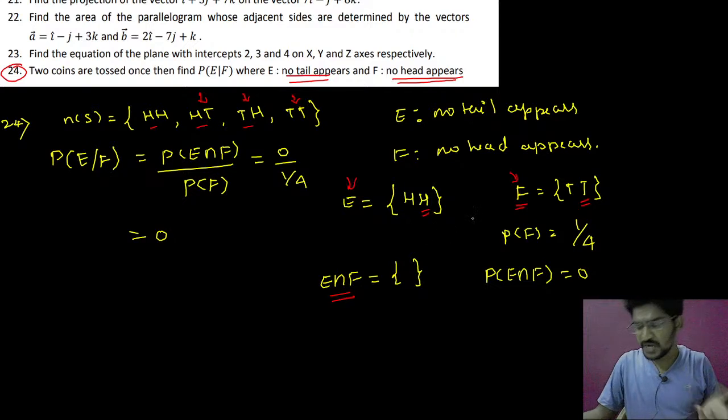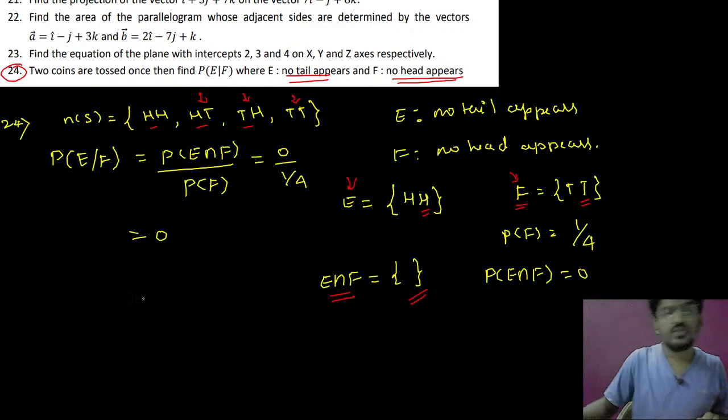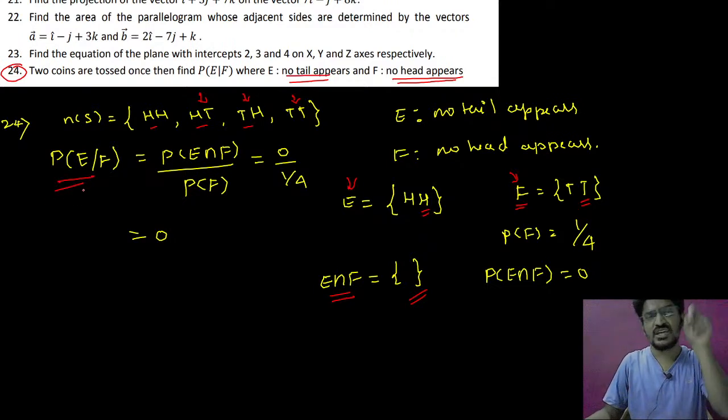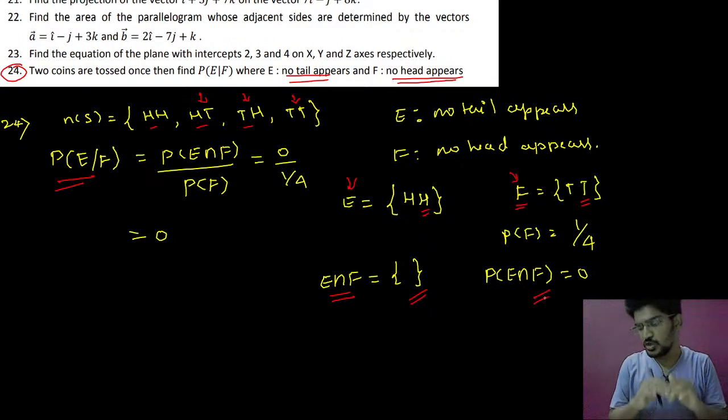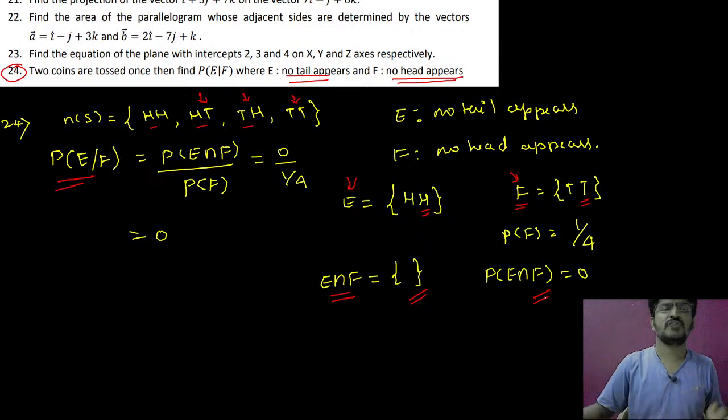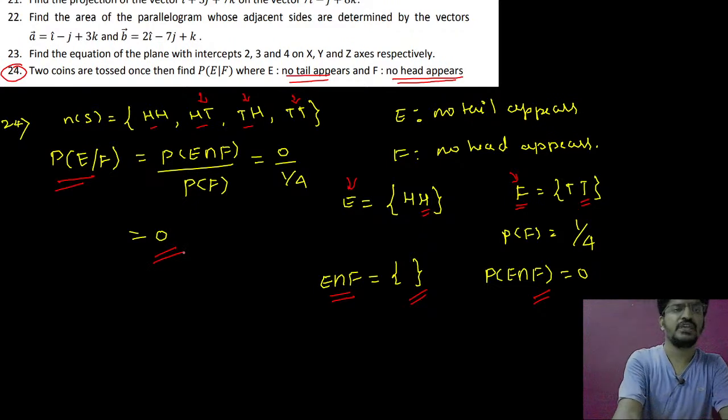Now intersection, that means intersection of E and F. See, both are different elements. So that's why this is going to be empty. We know that probability of E such that F is given means probability of E intersection F divided by probability of F. Here you can see probability of E intersection F is 0. 0 by anything is 0. Therefore your answer is 0. Okay. So this is your question number 24.